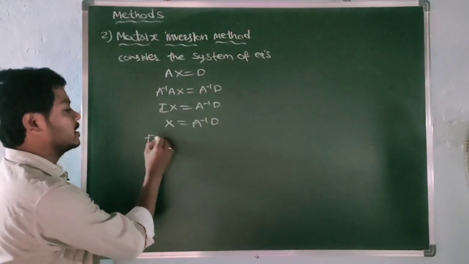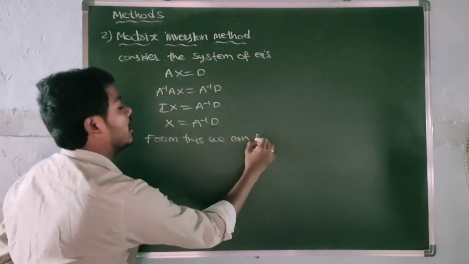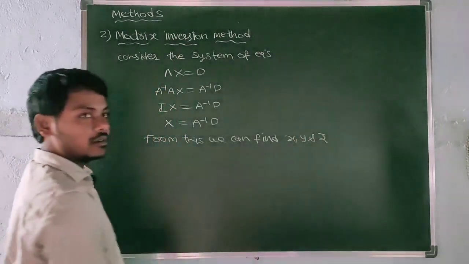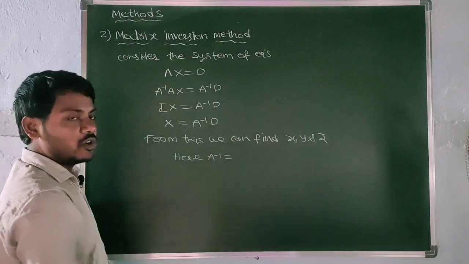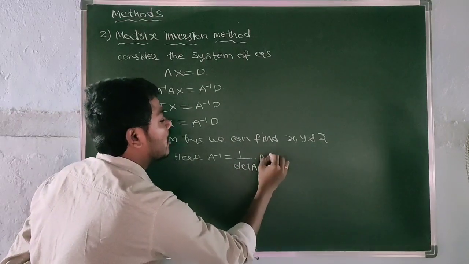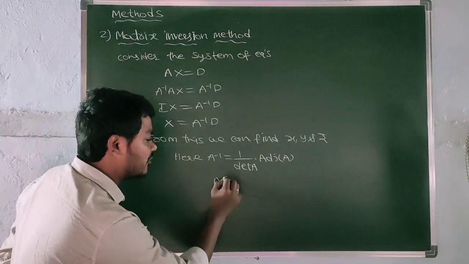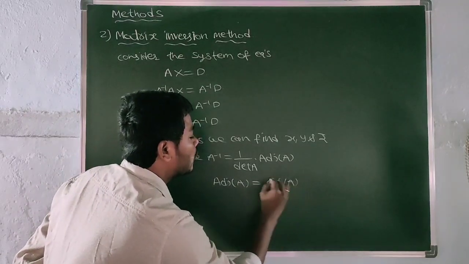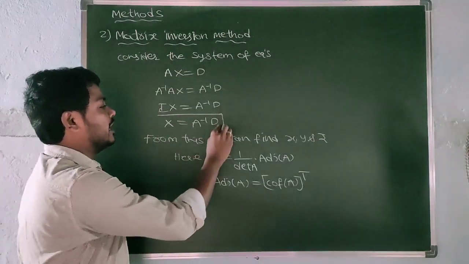So from this you can find X, Y and Z. Okay. Here what is A inverse? So you know that A inverse is 1 by det A into adjoint of A. Okay. And what is adjoint of A? That is the cofactor of A whole transpose. Okay. So here X is equal to A inverse into D.